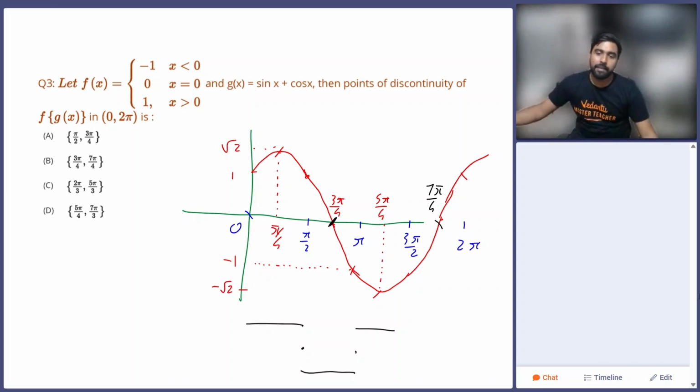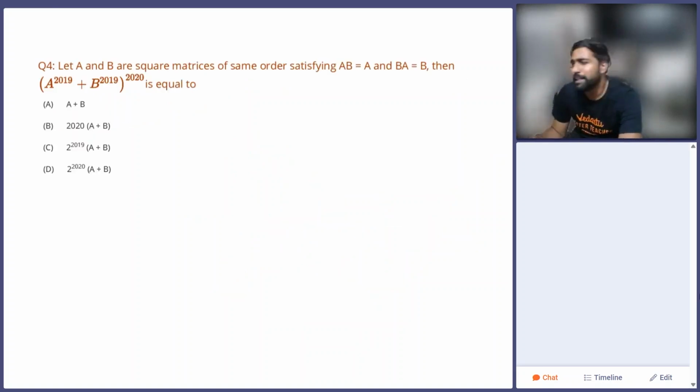So basically 3 pi by 4 and 7 pi by 4 are the 2 points where your function is going to be discontinuous. Hence the answer for this question is option B. Therefore we can say that option B will be the answer. Plain and simple basics of the question. All right, let's move on.